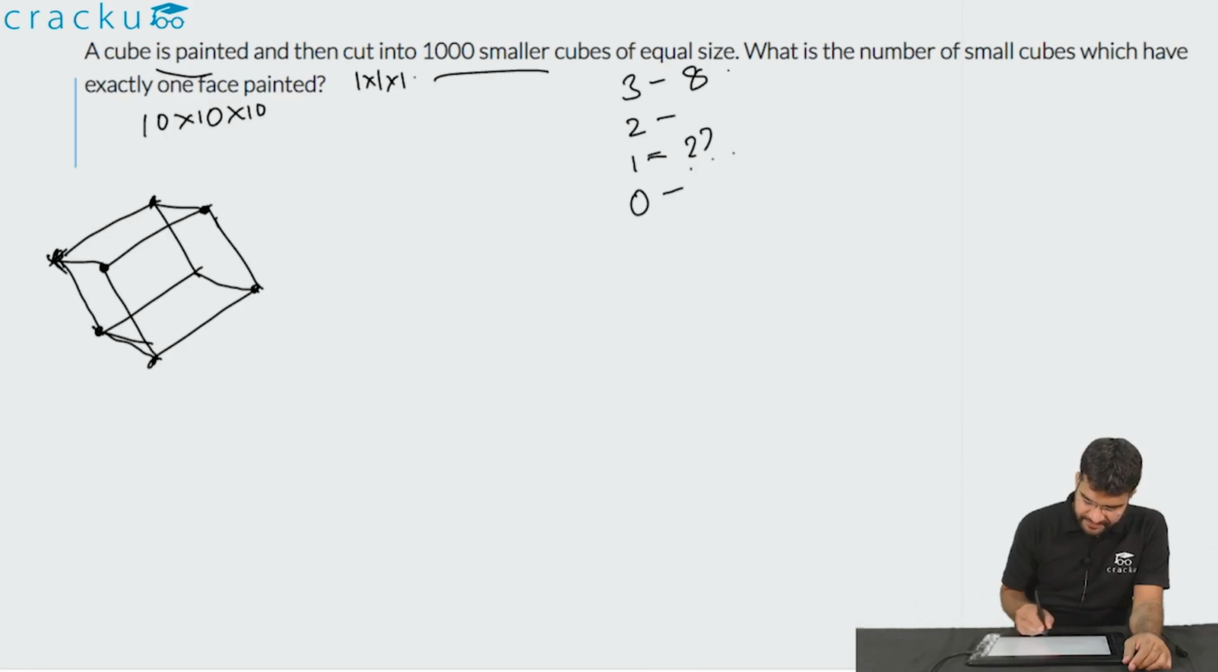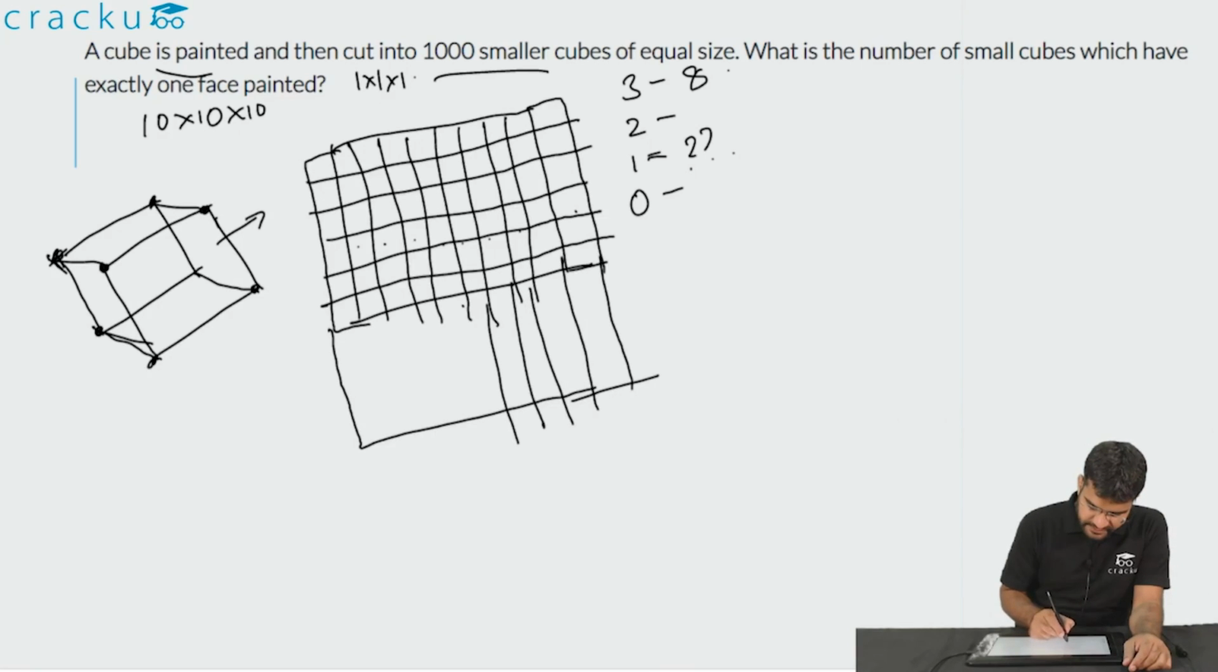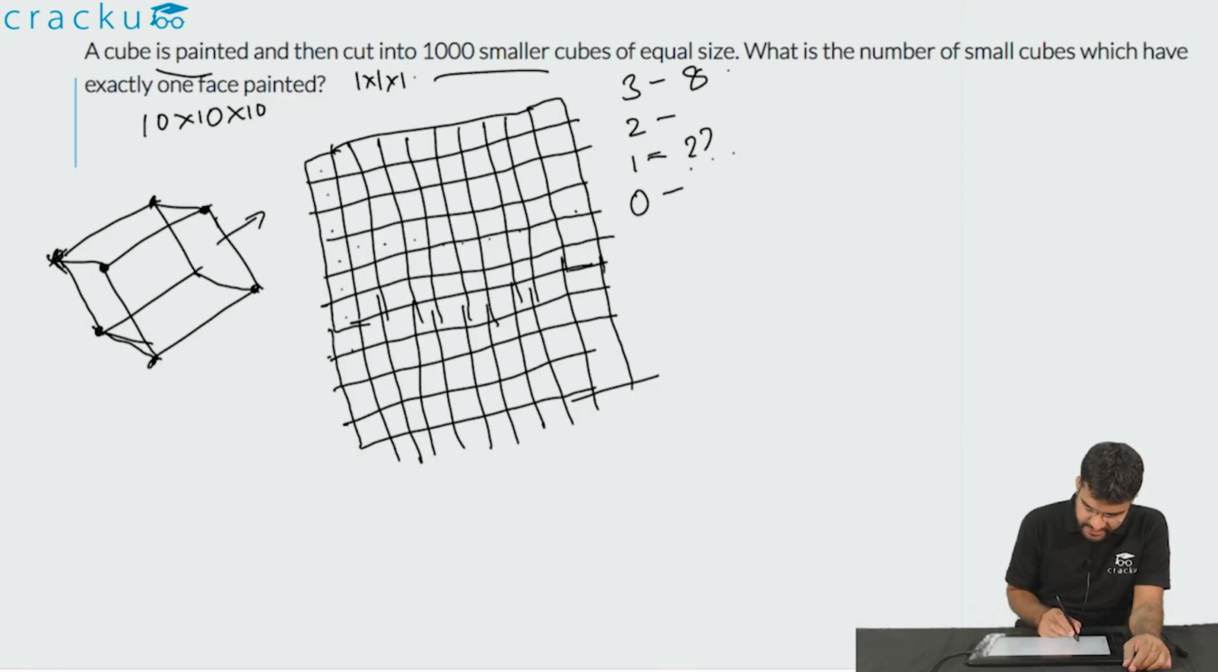Similarly, say this is one of the sides of the cube. So this is 1, 2, 3, 4, 5, 6, 7, this will be 8, 9 and 10. So this is a 10 cross 10 side, and this is one of the sides. Now if you look at it, in each of them, the cubes which are interior, that is all of these cubes, will have exactly 1 side painted.